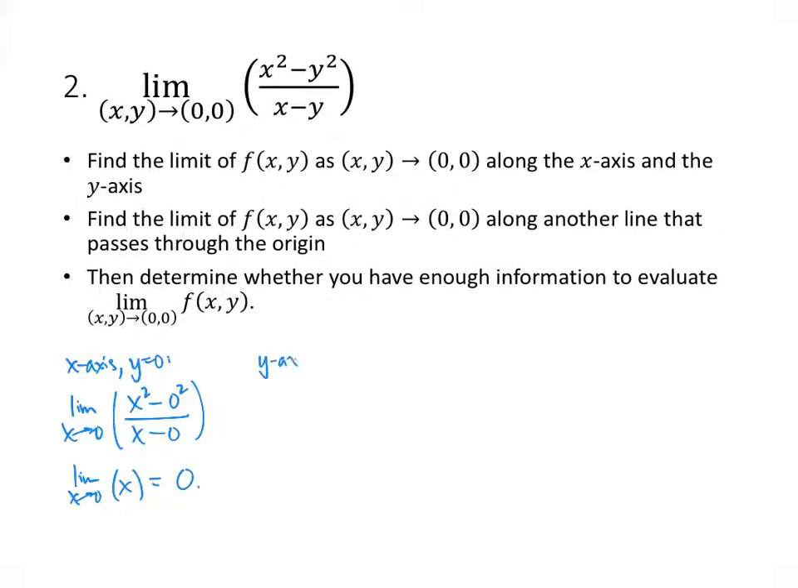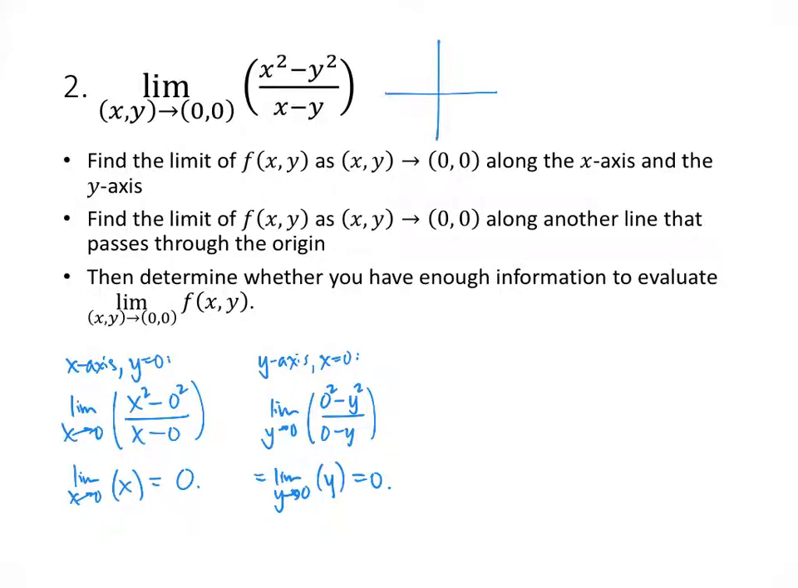If we look at the y-axis, where x equals 0, that'll be the limit as y goes to 0 of 0 squared minus y squared divided by 0 minus y. That's going to be y squared over y, which is just y, and as y goes to 0, that's going to be 0. So far it's looking good for this limit existing, but let's try another path through the origin. Again, a simple path would be y equals x, but this function is not defined along that line. So let's pick a different one.